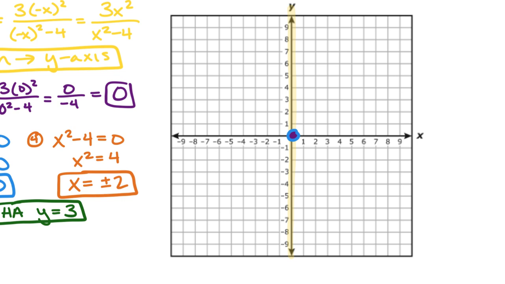My orange step is to add my vertical asymptotes, which are at -2 and +2. And then I want to add my horizontal asymptotes, again, end behavior, not middle behavior, end behavior. And that's going to be a flat line at 3.